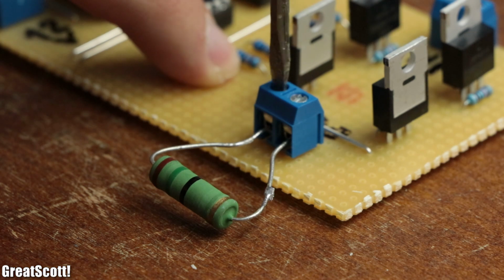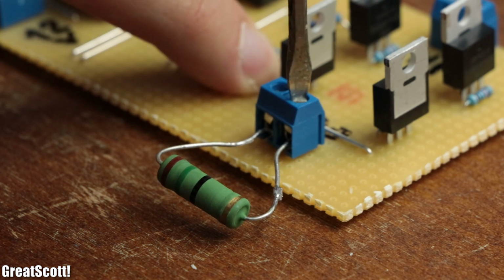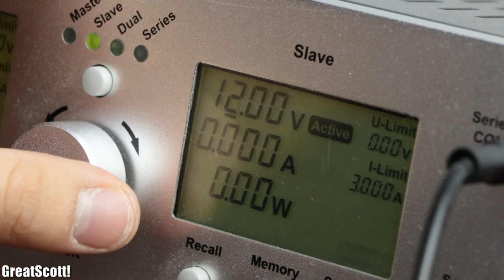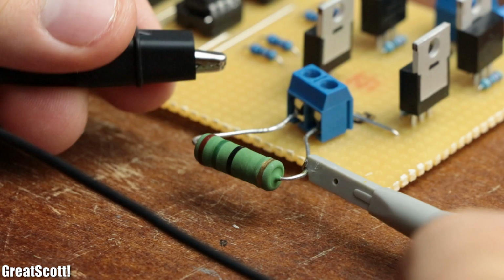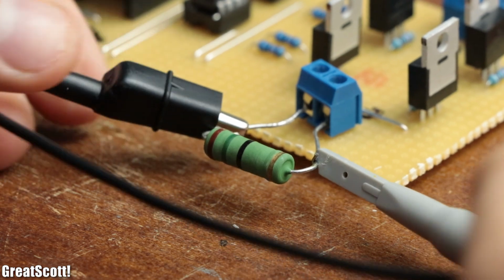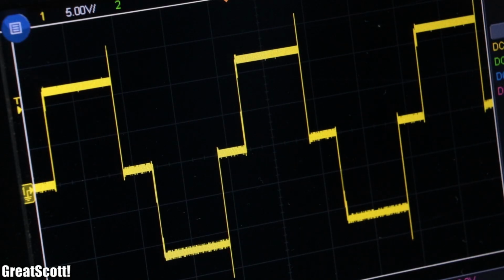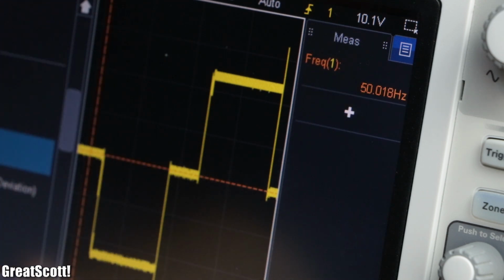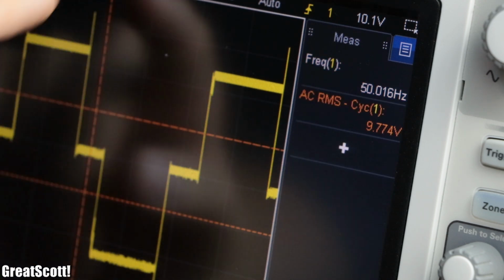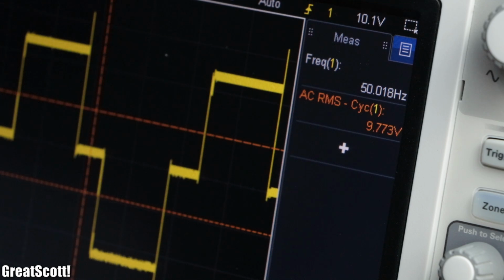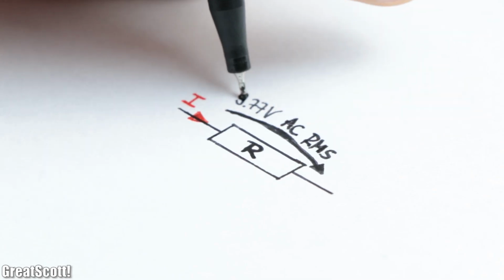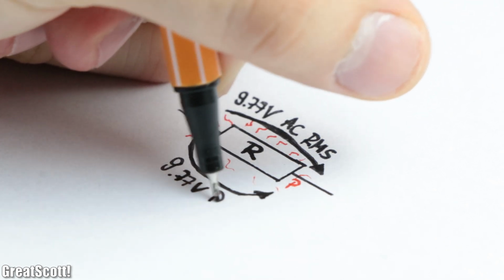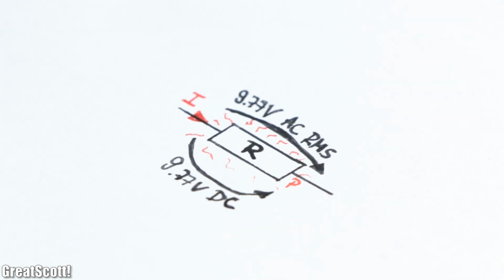To finish off our low voltage inverter, I added a resistor as a load to the AC output terminal and a 12V DC voltage to the input. By having a look at the voltage across the resistor, we can observe the modified square wave with a precise frequency of 50Hz and an AC RMS voltage of around 9.77 volts. This AC RMS voltage value basically creates the same power through the resistor as if we would use the same value as a DC voltage.